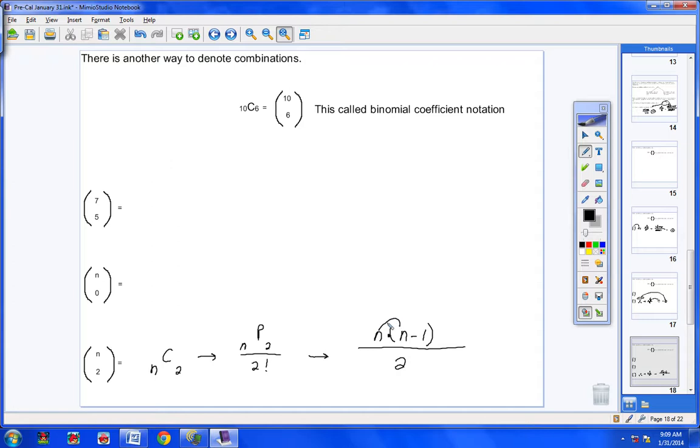So your final answer would be, well, let's see. Take your n and distribute it through. n times n is n squared. n times negative 1 is negative n, all over 2. And there's your answer. Okay? All right, let's continue on and let's see if we cannot confuse you a little more.